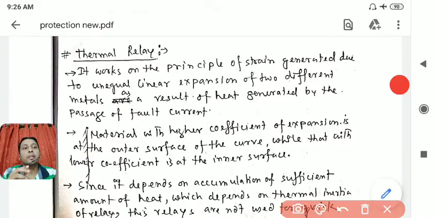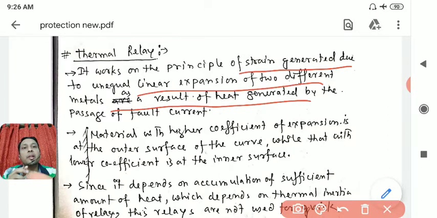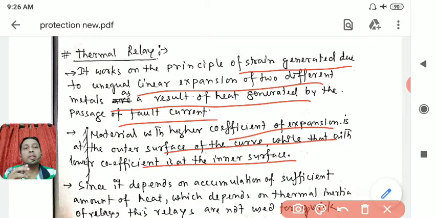First let us see this one. The principle is strain generated by unequal linear expansion of two different metals as a result of heat generated by the passage of fault current. If you give more fault current, there is more heat, more strain, and more bend. The material with higher coefficient is given on the outer surface and the lower coefficient on the inner surface. This will be clear once you see the figure.